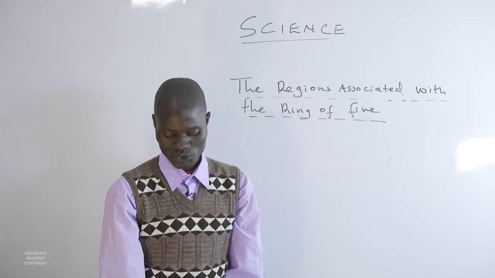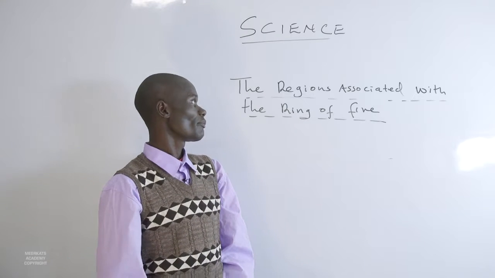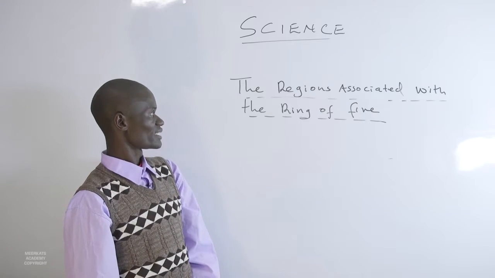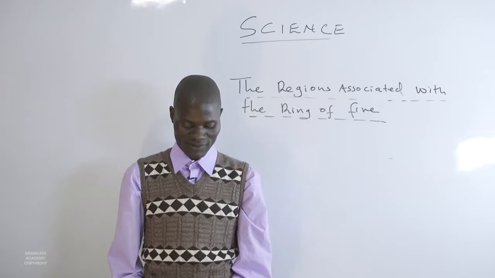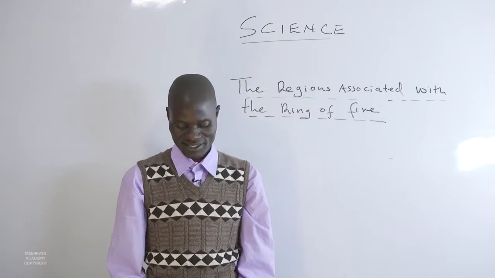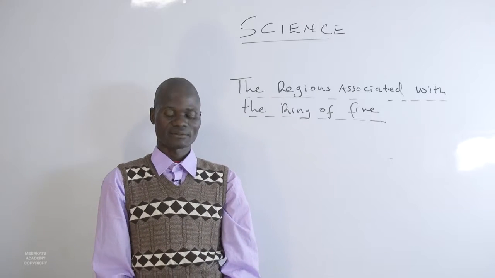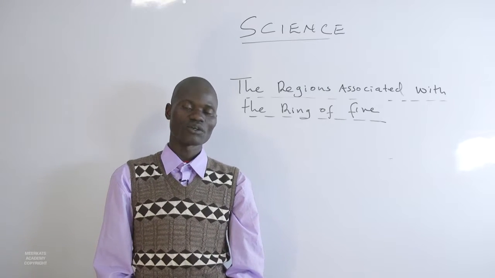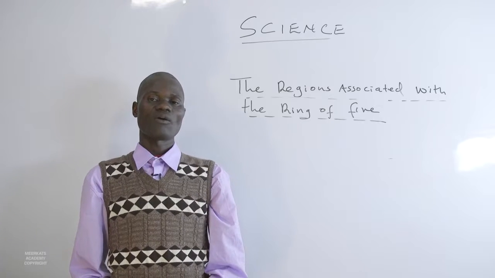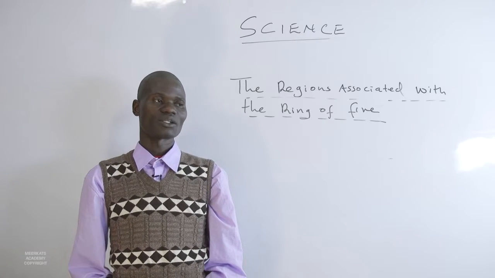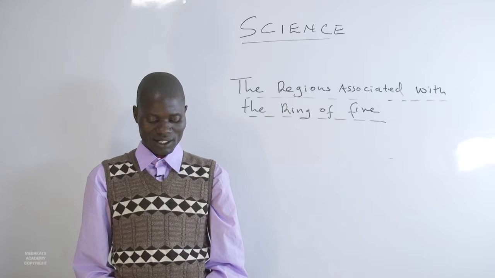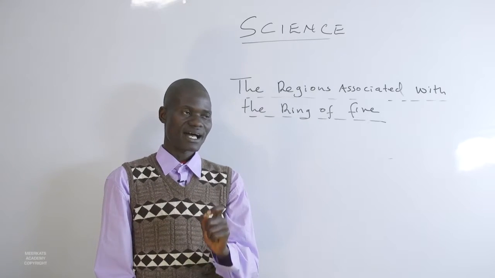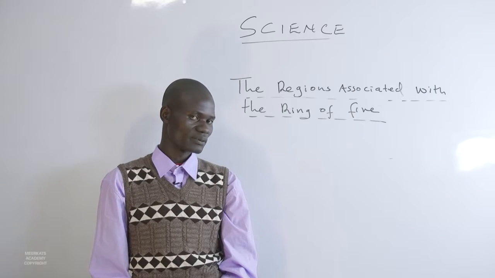As we look at other parts, we are also going to look into the regions that are associated with the ring of fire. Just to remind us, the ring of fire is found in the regions. Most of these regions are sites of seismic activity, and around the edges of the seismic activity, these edges are centered on the Pacific Ocean.